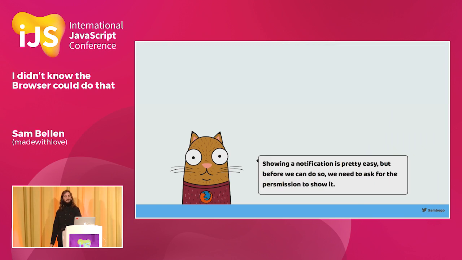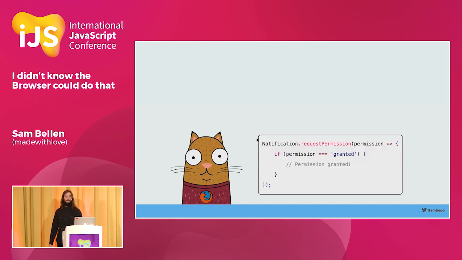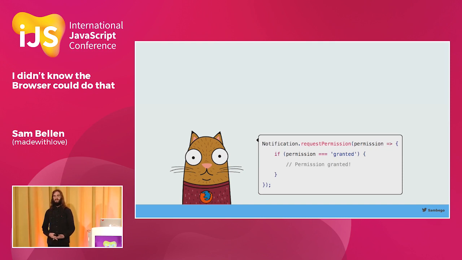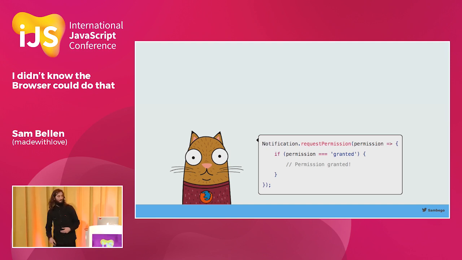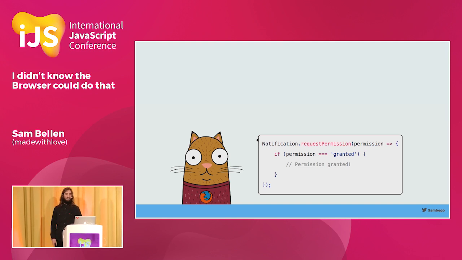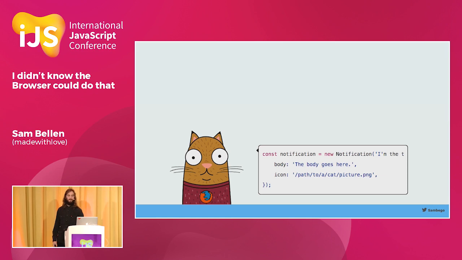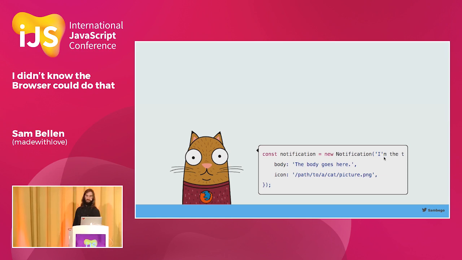So yeah, let's see how we can make a notification appear on the user's screen. It's quite easy. The first thing you have to do is ask for permission, because the user has to give you permission to send these notifications. Otherwise, you could just spam the user with constant notifications, which would be annoying. So once the permission is granted, you can create a new instance of a notification and just say what you want the notification to tell.